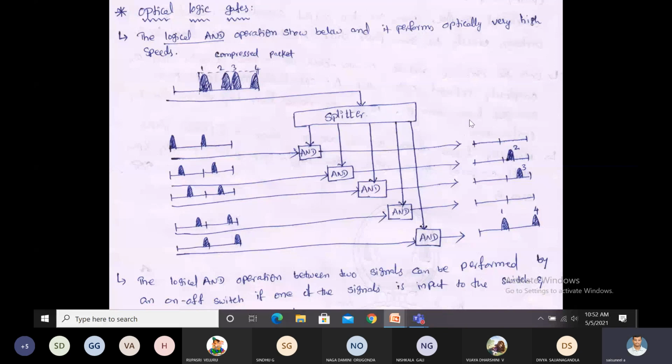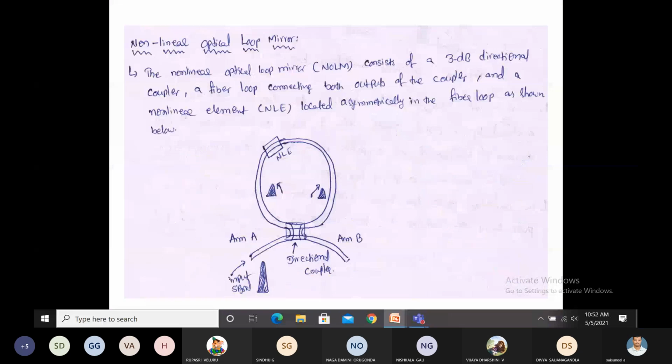Right. How exactly does this AND gate work in a real-time application of optical communication? That is the non-linear optical loop mirror. The concept of the real-time application is the non-linear optical loop mirror, that is NOLM. Here, see this one. This is a fiber loop.